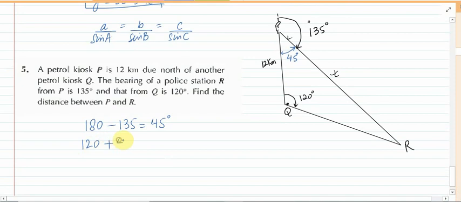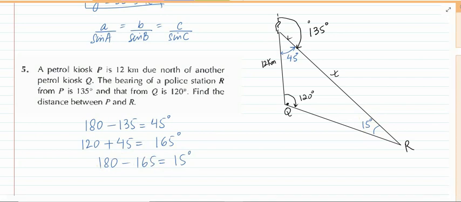120 plus 45 gives you 165, and 180 minus 165 will be 15 degrees, right? That means the angle R is 15 degrees. Now all the angles of the triangle are known, and one side is known. That means again we are going to use the law of sine.